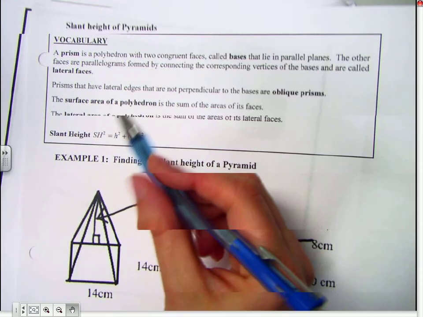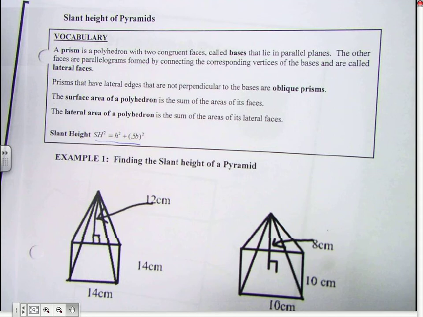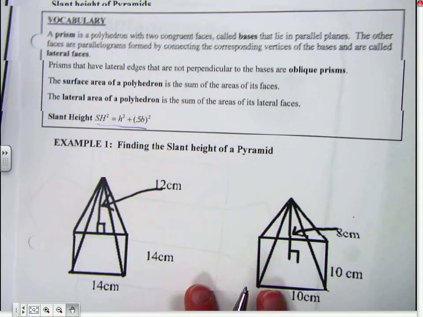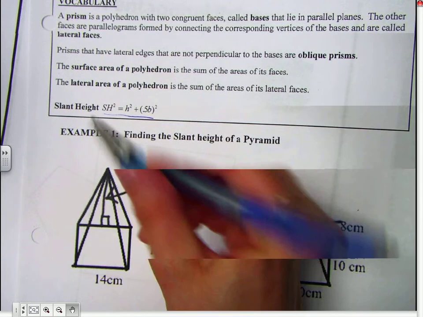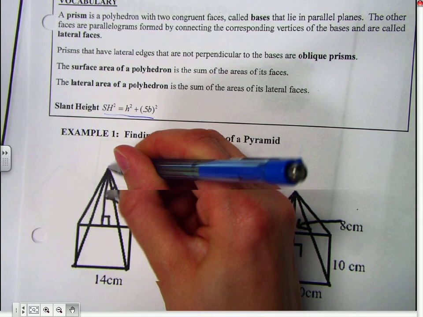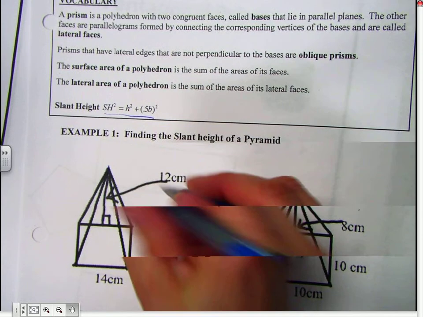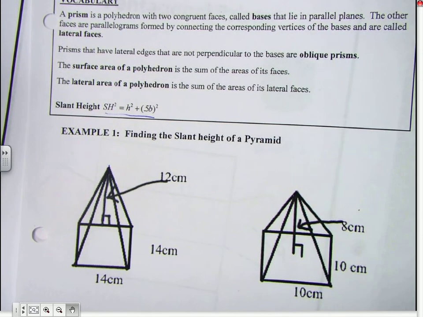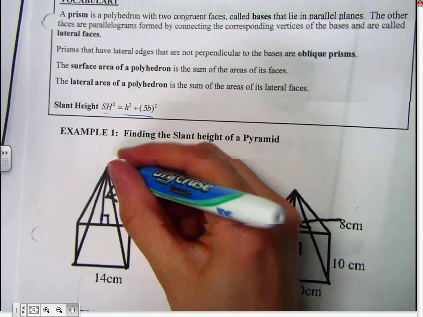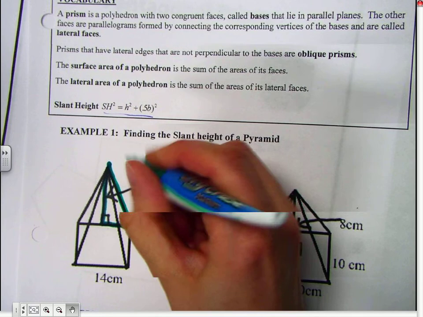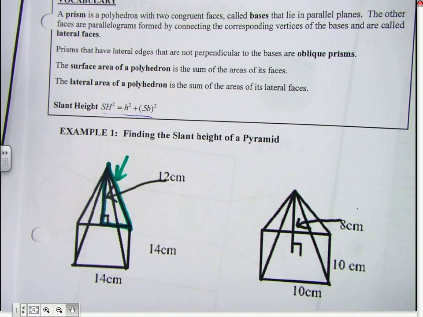Slant height, I know this equation might look crazy, but really it's just Pythagorean theorem. I'm going to show it to you. We're given that the height of this is 12, and we know the length is 14. If we're looking right here at that triangle, I want to find this slant height right there.